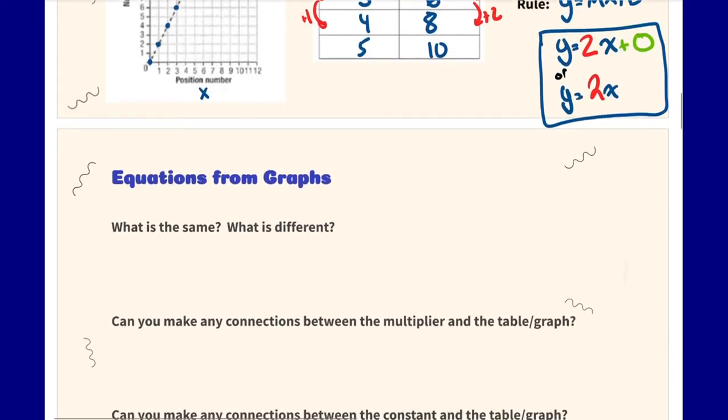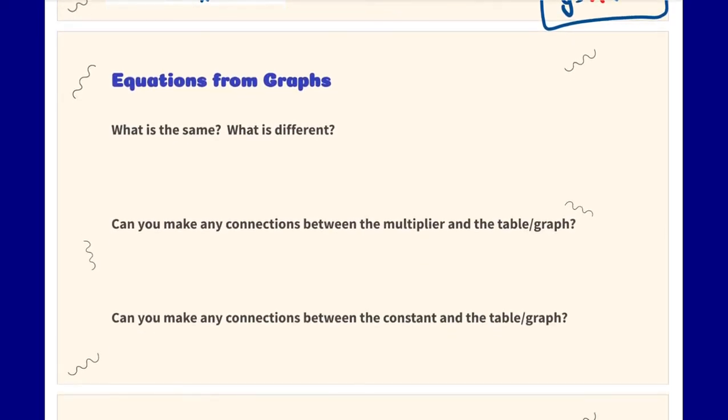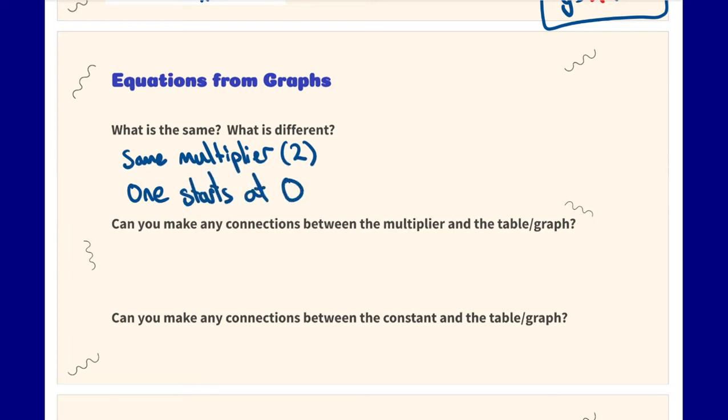So what is the same and what is different between the graphs? Well, we should notice they have the same multiplier. Same multiplier, right? They're always increasing by 2. What is different? One starts at 0. One starts at 2.